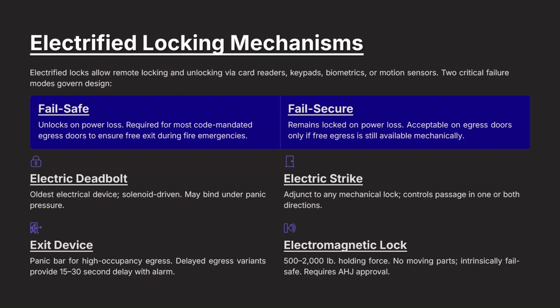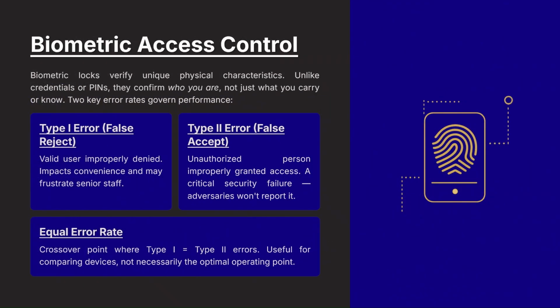Electric deadbolts provide strong physical security, while electric strikes allow controlled access by releasing the latch. Exit devices enable safe egress in emergencies, and electromagnetic locks offer high holding force but depend on continuous power and proper safety compliance. Biometric systems verify identity based on unique physical characteristics such as fingerprints or facial recognition.